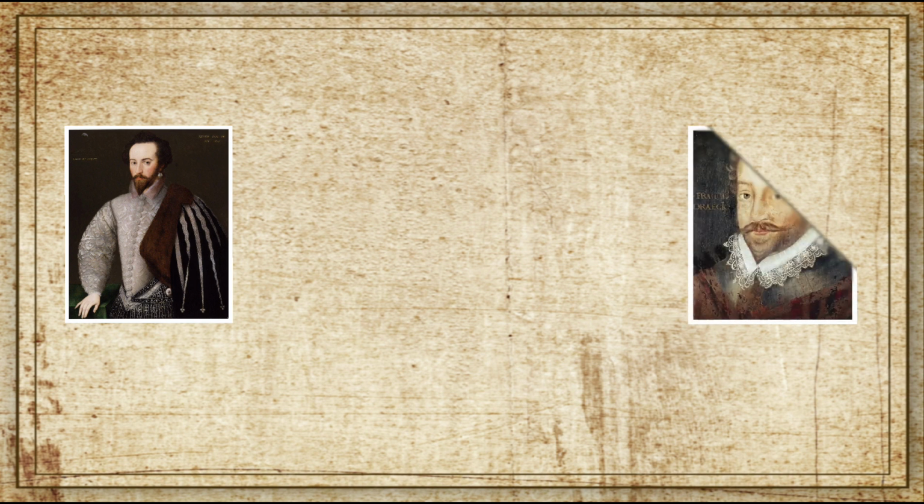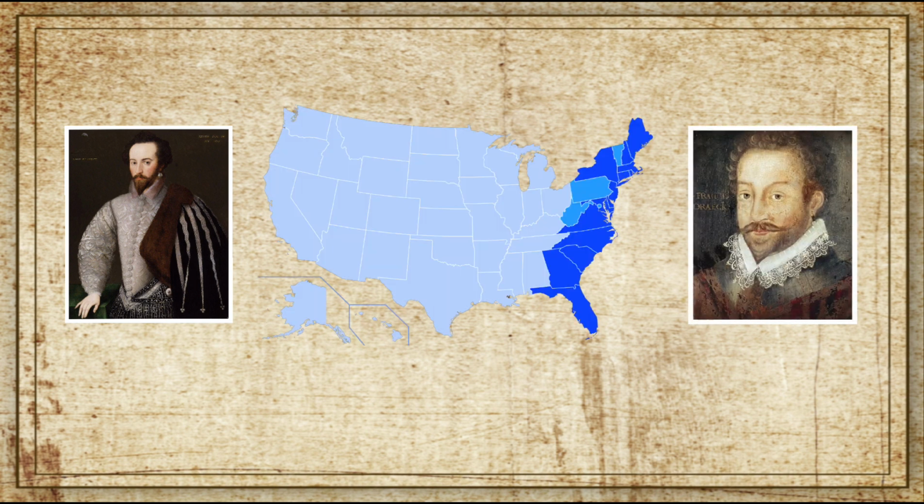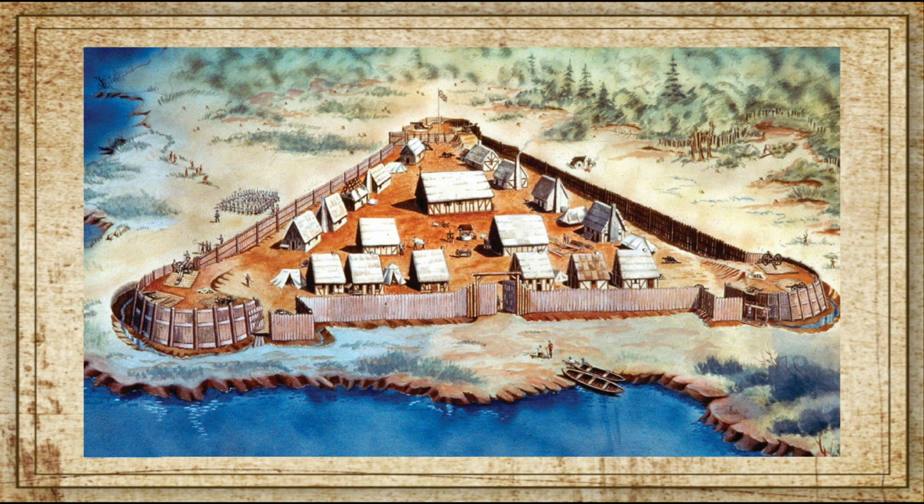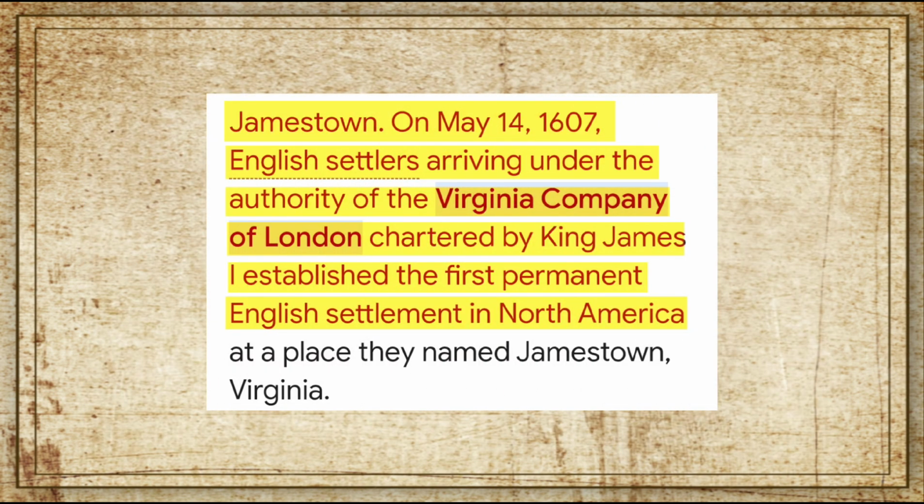In the late 16th century, English explorers like Sir Walter Raleigh and Francis Drake began exploring the eastern coast of North America. They established brief settlements, but these early attempts were not successful in establishing a lasting English presence. The turning point for English colonization was the establishment of Jamestown, Virginia in 1607 by the Virginia Company. This was the first permanent English settlement in North America.